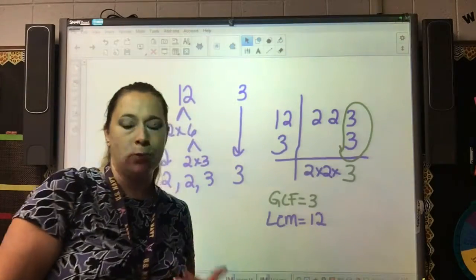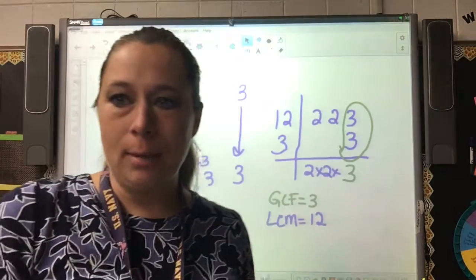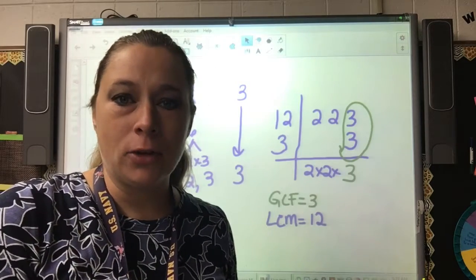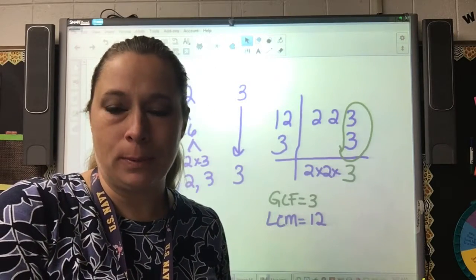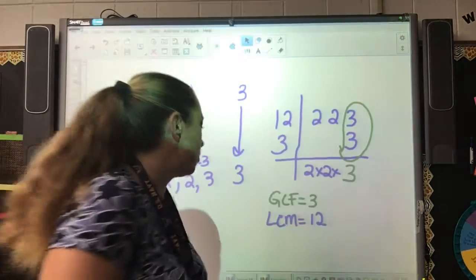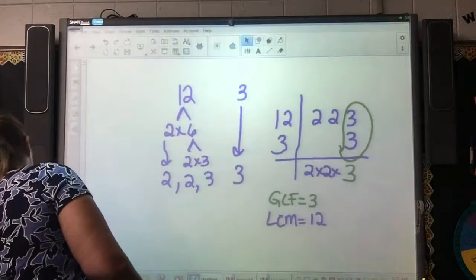So the only difference between the two is for least common multiple, you're going to bring down one from every column. For greatest common factor, you're only bringing down factor pairs and multiplying those. If there's only one number, that's your answer. All right, let's try one more, just to make sure we got the idea.